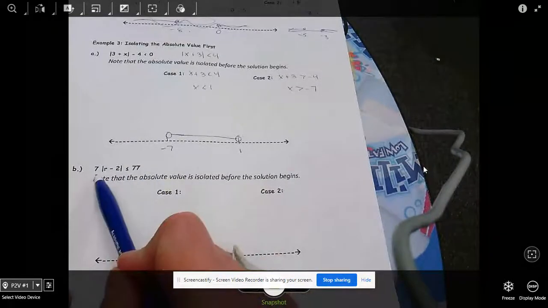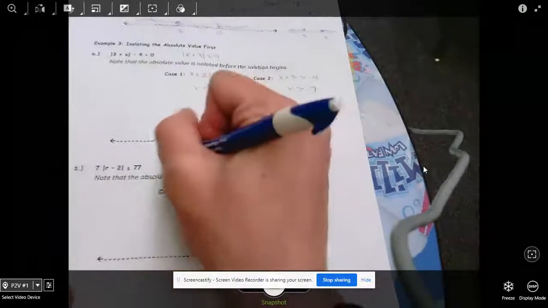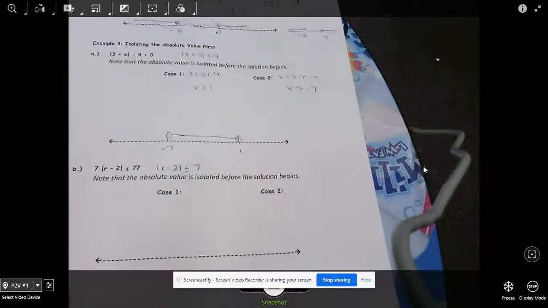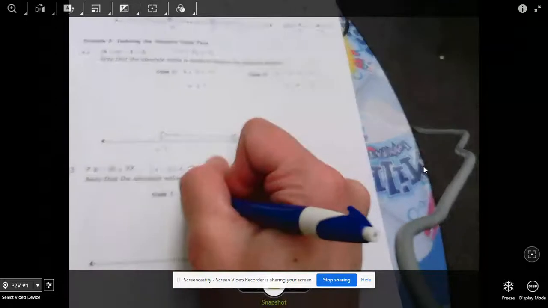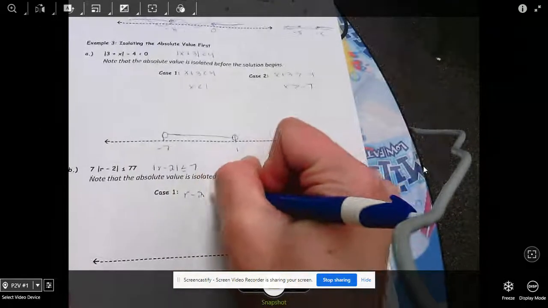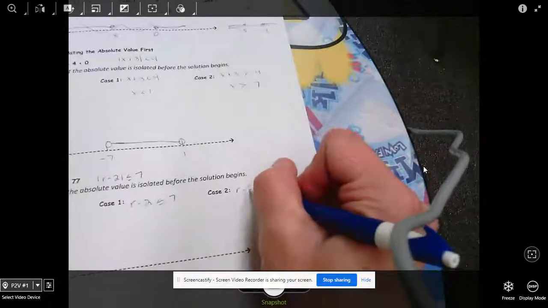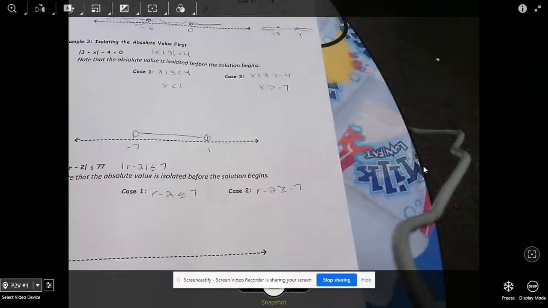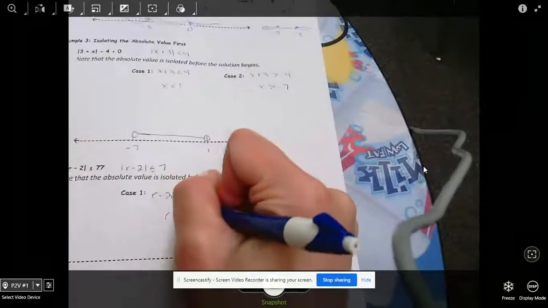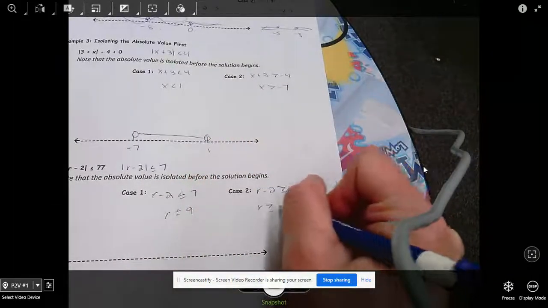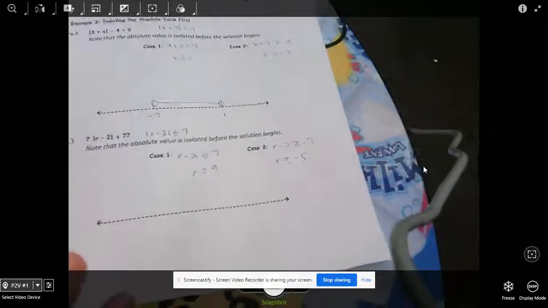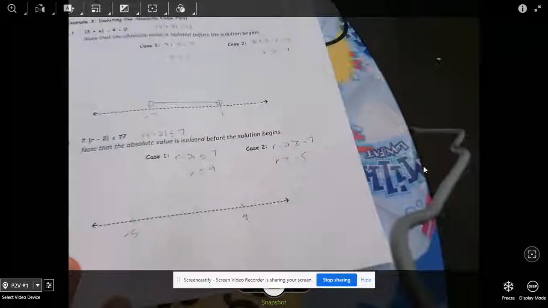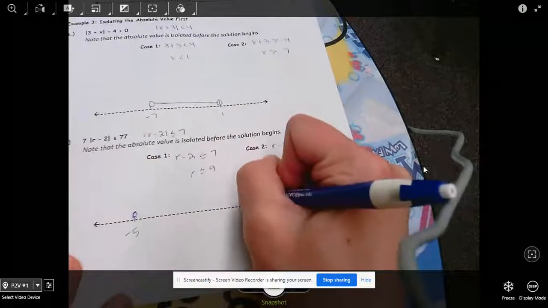Here, I have to get rid of the 7. It's being multiplied, so I divide. Now we can set up our two equations. r minus 2 is less than or equal to 7, and r minus 2 is greater than or equal to negative 7. We flip for the negative. When we solve the inequality, these are our solutions. 9, negative 5. Close circle, close circle.